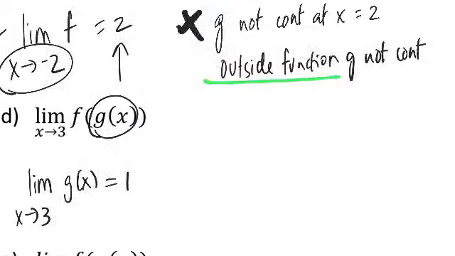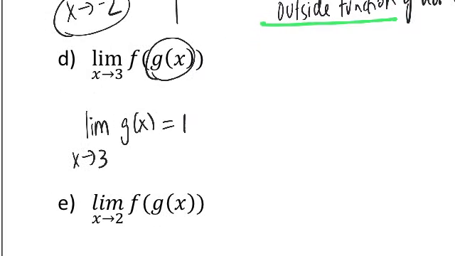So this one, by the way, the limit of g as x approaches 3 is 1. The limit of f, or actually I should just say it this way, f is not continuous at x is equal to 1, right? So we're not continuous at this number. So we failed that outside function continuity test.